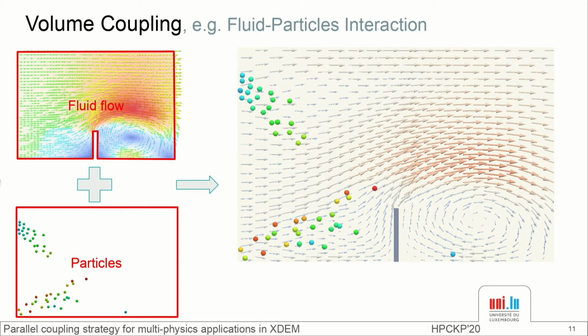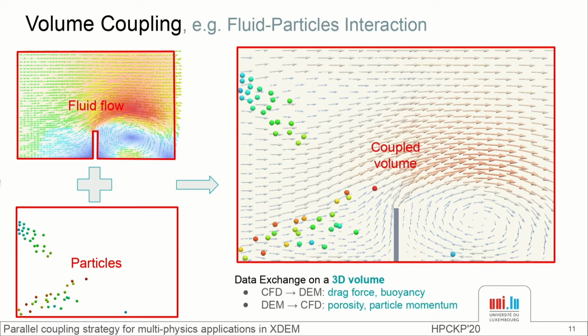But another type of coupling will be a volume coupling. So let's consider you still have the same fluid flow, but now you have particles that you want to put within this fluid. And now we have a much different coupling pattern, because the particles are completely within the fluid, and they can move anywhere within the fluid. So in that case, what we want to couple is a volume, which will make the amount of data that we have to exchange much bigger, because it will correspond to the full volume of the fluid, where all the particles can move.